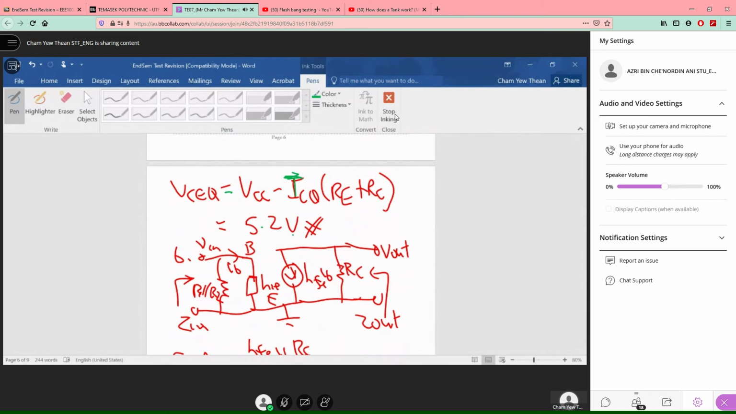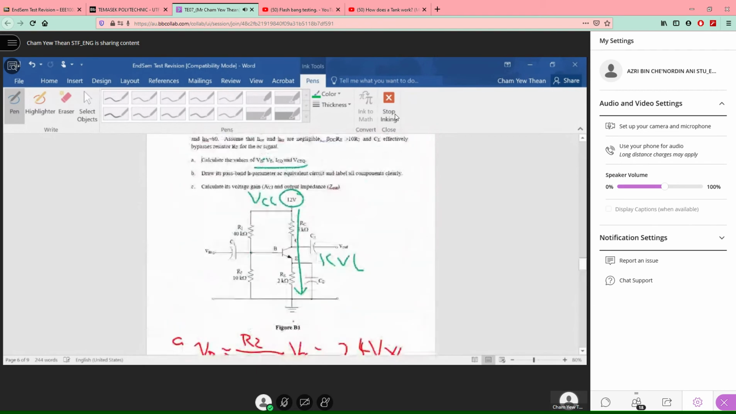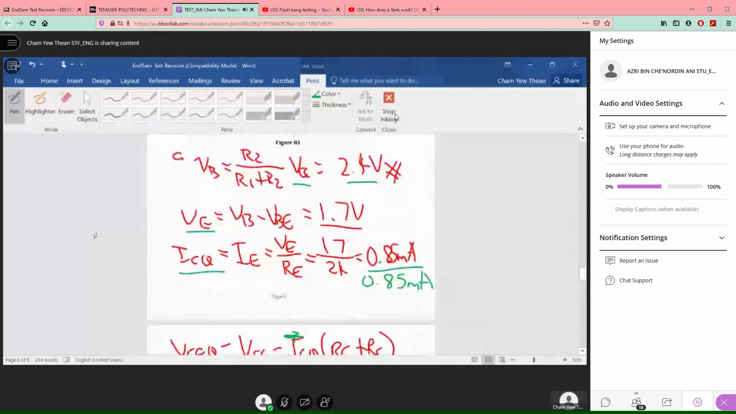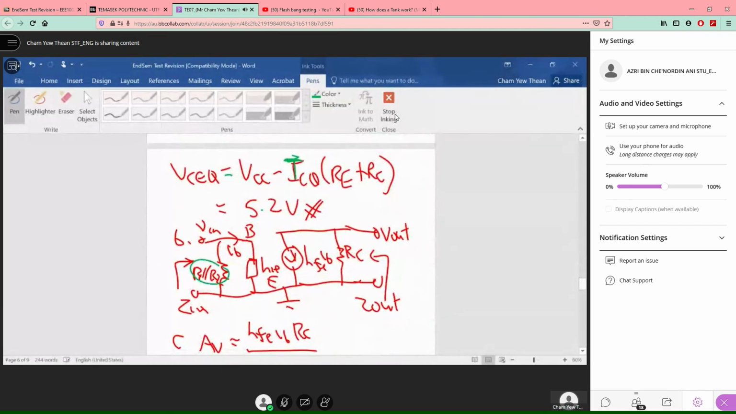Yeah. This one is quite standard. You can obtain it from your lecture notes or tutorials. In this case, the input side, right? When you do the small signal analysis, you kill the VCC. You connect this one to ground. Once you connect this point to ground in small signal analysis, your R1 and R2 become parallel. So that's why you have this here.